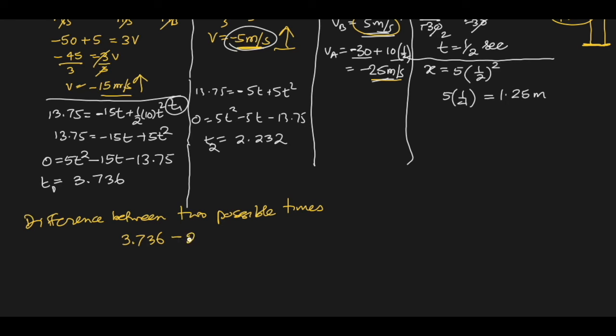3.736 minus 2.232, which will be 1.504, and to 3 significant figures will be 1.50 seconds. That's the final answer.